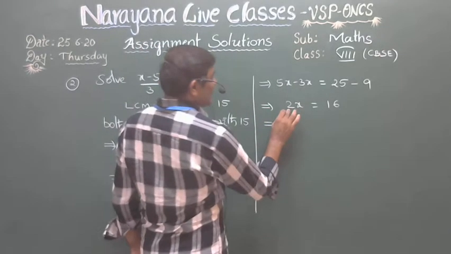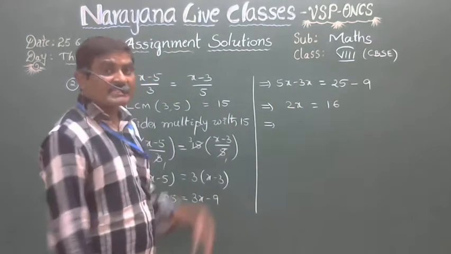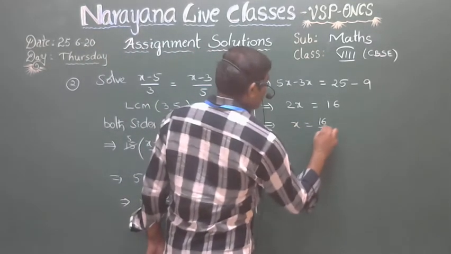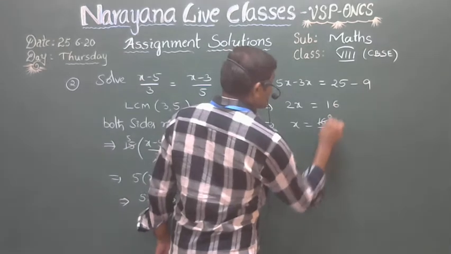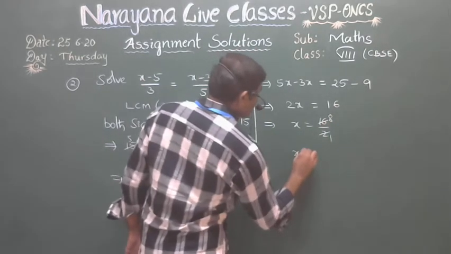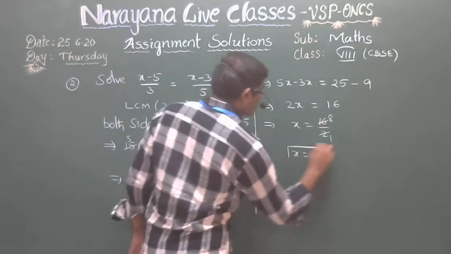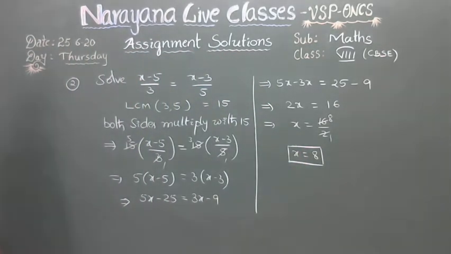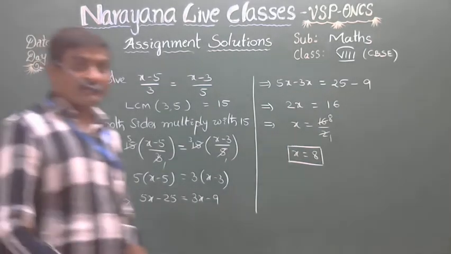Then 2 is multiplied with x, after transforming to the right side it should be divided. Then x is equal to 16 by 2. 2 1s are 2, 2 8s are 16. Therefore x is equal to 8 is the solution of the given equation. This is the second sum solution. Let me explain the third one.